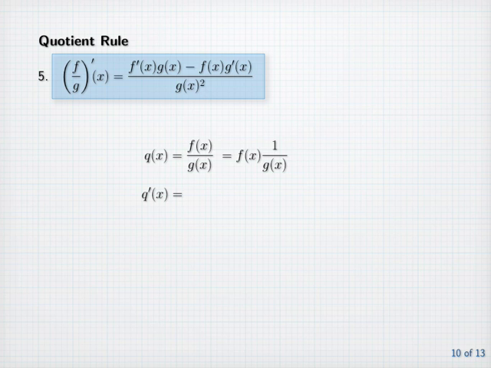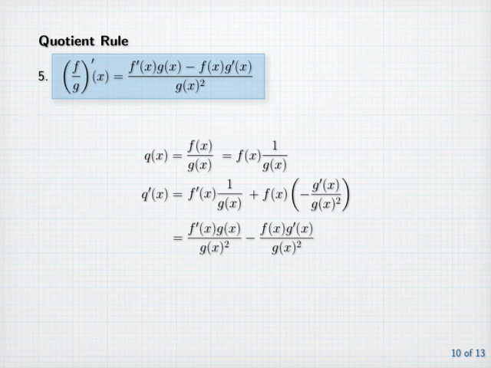Q prime of x will be the derivative of f times 1 over g of x plus f times the derivative of 1 over g of x, which using the reciprocal rule is minus g prime divided by g squared. Now we'll get a common denominator of g of x squared and combine terms, and there is our quotient rule. F prime times g minus f times g prime divided by g squared.